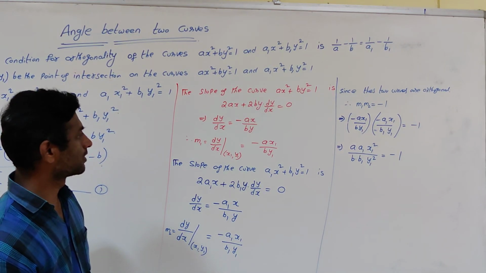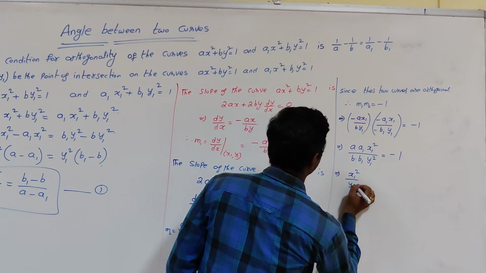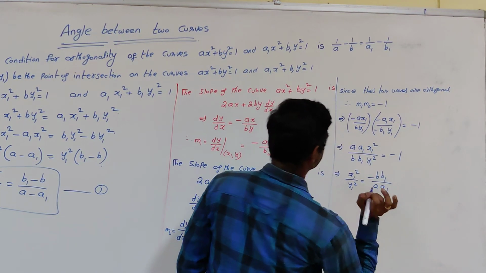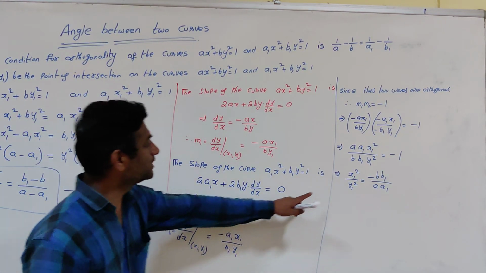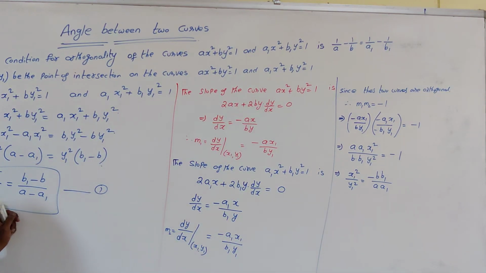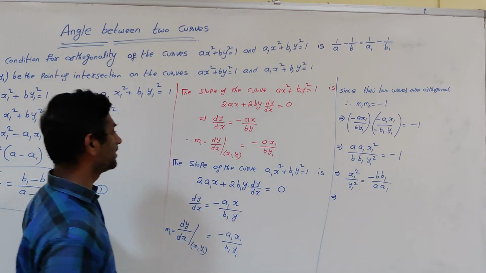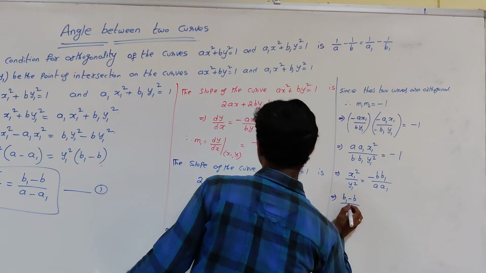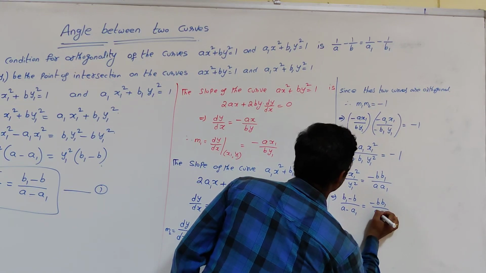Now what is x1² by y1²? It will be minus bb1 by aa1, by taking the cross product. Now substitute x1² by y1² into this. The value of x1² by y1² is (b1 minus b) by (a minus a1). So (b1 minus b) by (a minus a1) is equal to minus bb1 by aa1.